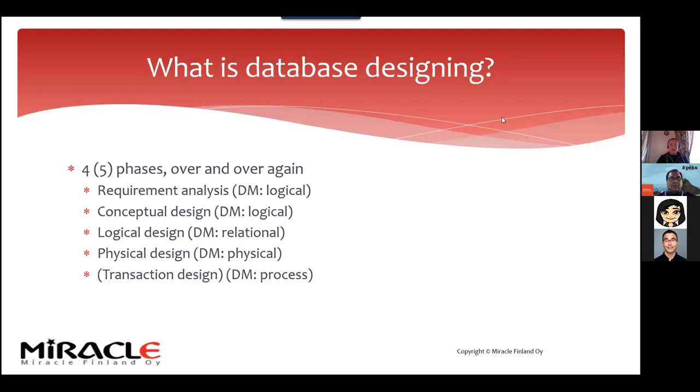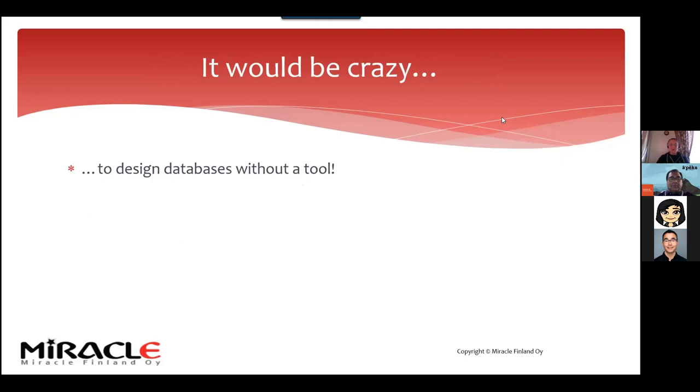What I have here, DM, means data modeler. In data modeler, we do requirement analysis in logical model. We do conceptual design in logical model. We do logical design in relational model. That's a bit confusing. That's why I put it here. And the physical design in physical model. So it would be crazy to do all this work without having a tool.